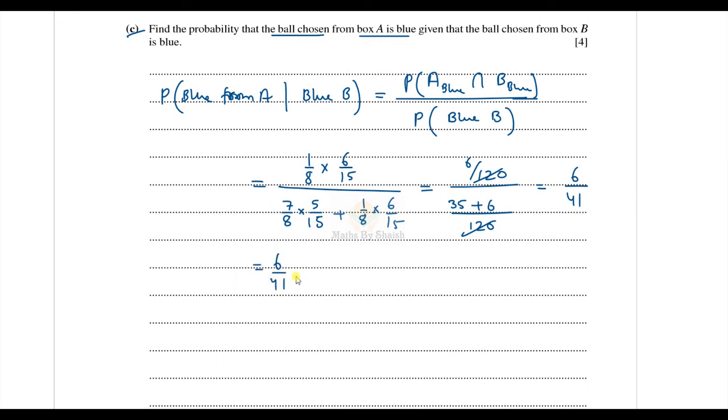We can write it in decimal as well. So 6 over 41 is 0.1463, so about 0.146. That is the probability. I hope it is clear. We will be discussing the rest of the question, like the last question, in the next video. Thank you.